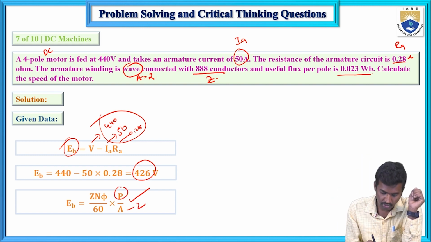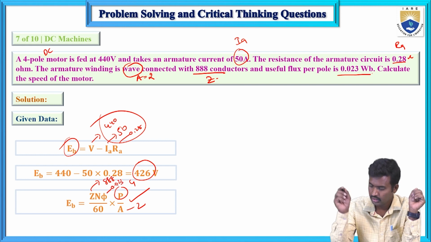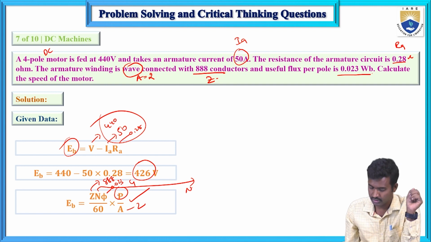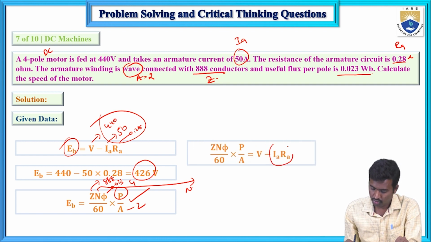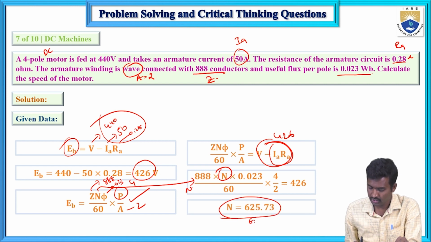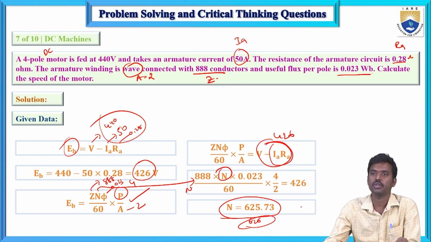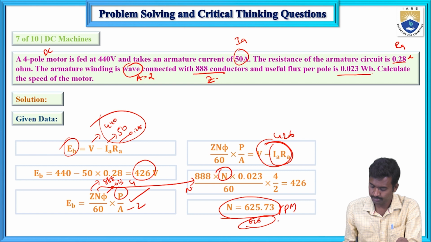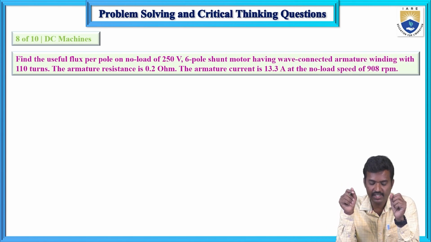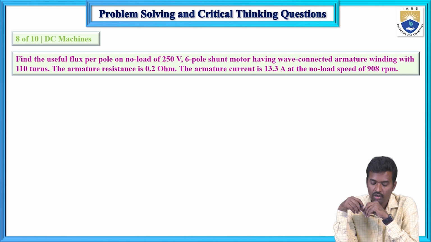Next, Eb equals Z N phi by 60 into P by A. Here A equals 2 and P equals 4. Z equals 888 and phi is 0.023. Now here the speed you need to determine. N equals 60 times 426 divided by Z phi P by A. From this, the final answer is 625 rpm or 626 rpm.